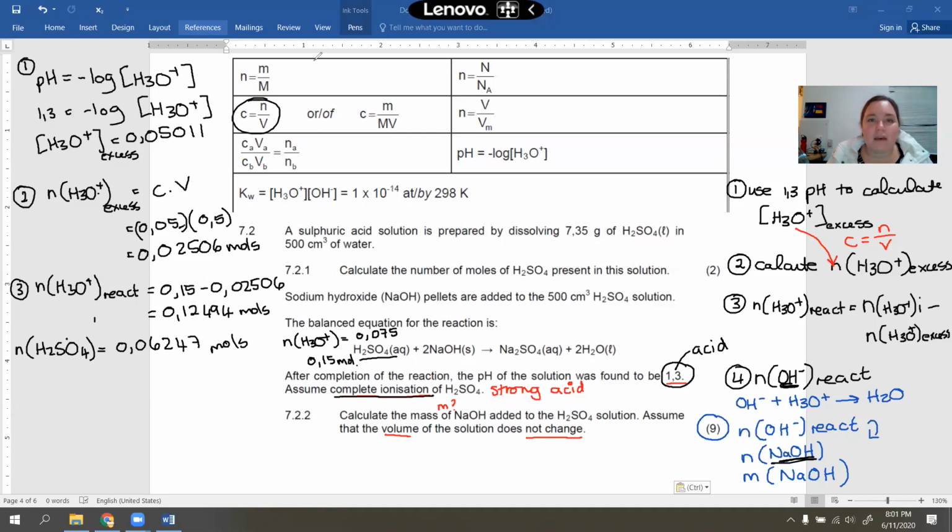Okay. From here, I now have the number that actually reacted. So I can go and replace this with the fact that the number of moles of H2SO4 that actually reacted was 0.06247. Okay. And therefore, I can say that the number of moles of sodium hydroxide, it's going to be a ratio of 1 to 2. So therefore, it's going to be twice as much. So I can say this times by 2. I know it feels like we're going backwards, but it's going to be 0.12494 moles.